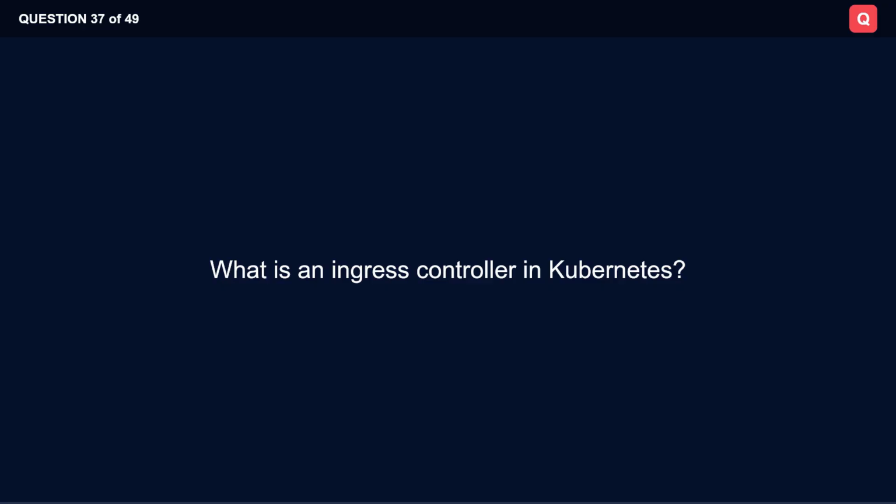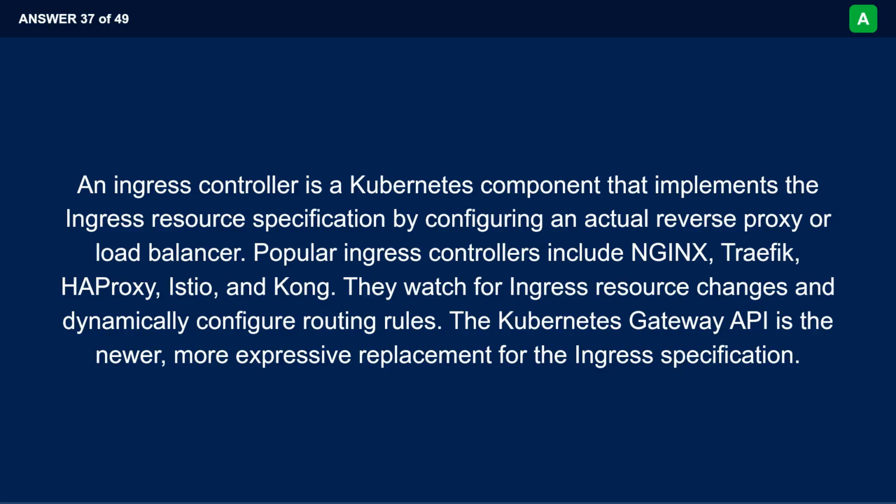What is an ingress controller in Kubernetes? An ingress controller is a Kubernetes component that implements the ingress resource specification by configuring an actual reverse proxy or load balancer. Popular ingress controllers include NGINX, Traefik, HAProxy, Istio, and Kong.